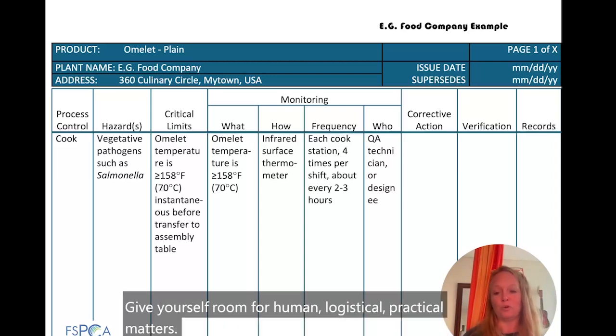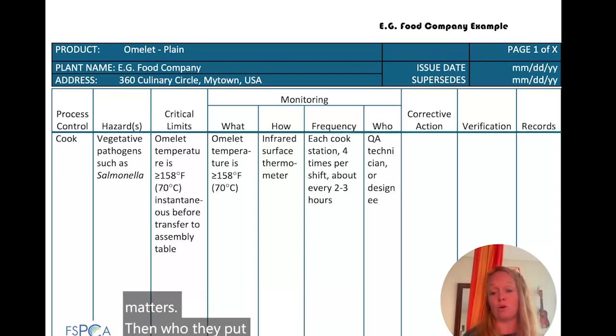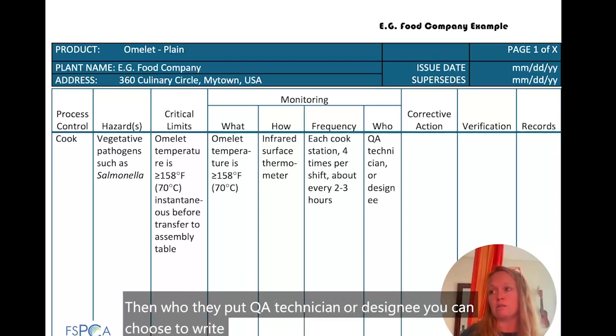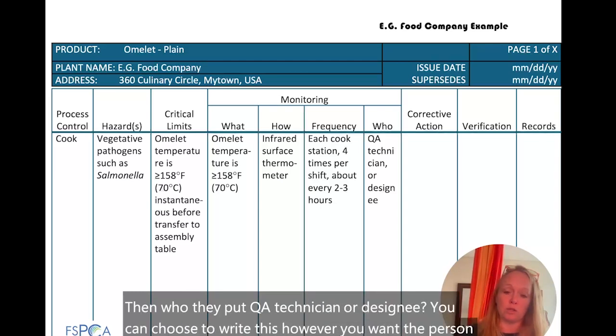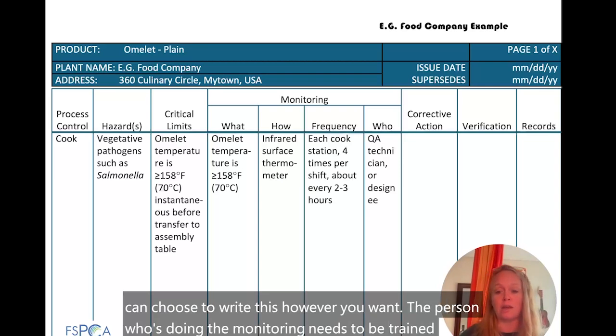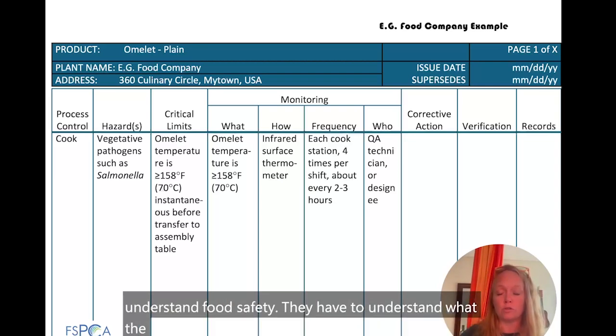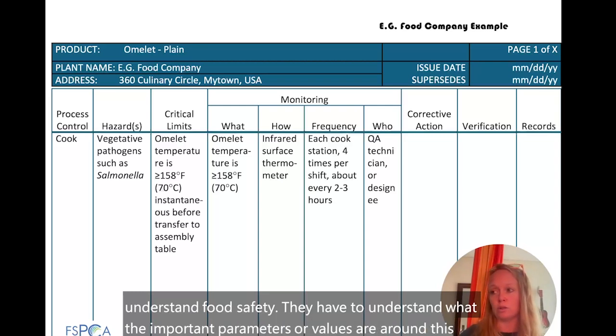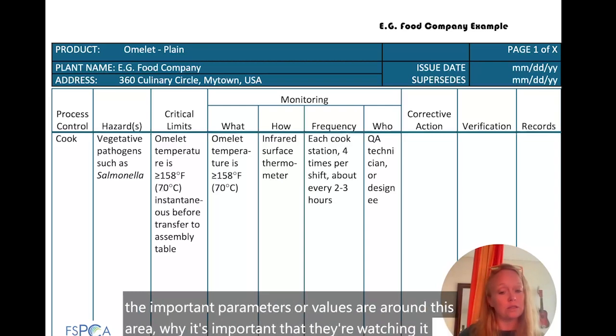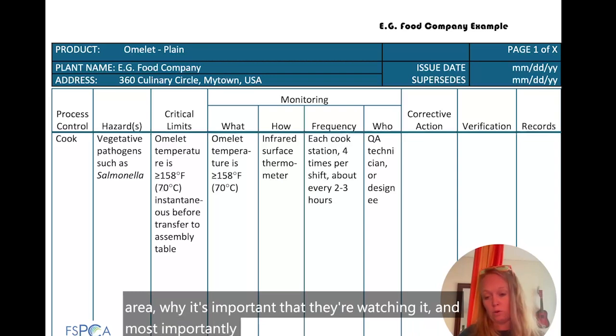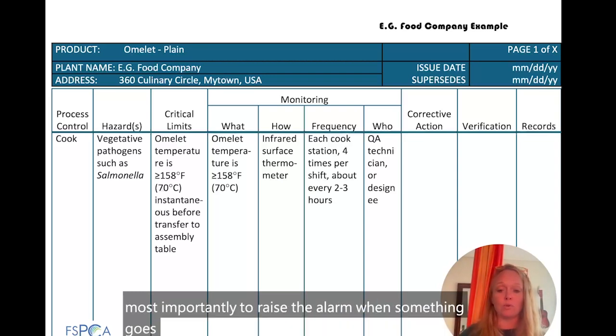Then who they put, QA technician or designee. You can choose to write this however you want. The person who's doing the monitoring needs to be trained and understand food safety. They have to understand what the important parameters or values are around this area, why it's important that they're watching it, and most importantly, to raise the alarm when something goes wrong and you deviate from the critical limit.